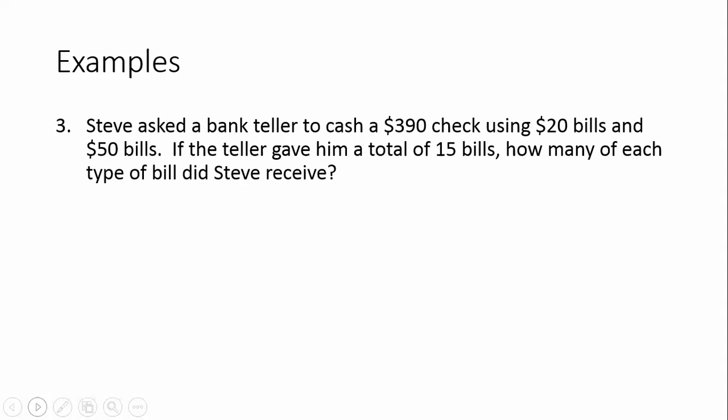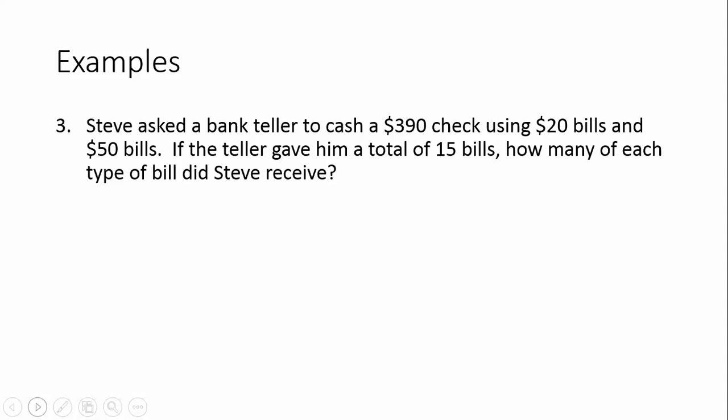So in example 3, Steve asked a bank teller to cash a $390 check using $20 bills and $50 bills. If the teller gave him a total of 15 bills, how many of each type of bill did Steve receive? So he's got $390 check and he wants $20 bills and $50 bills. She gives him a total of 15 bills.